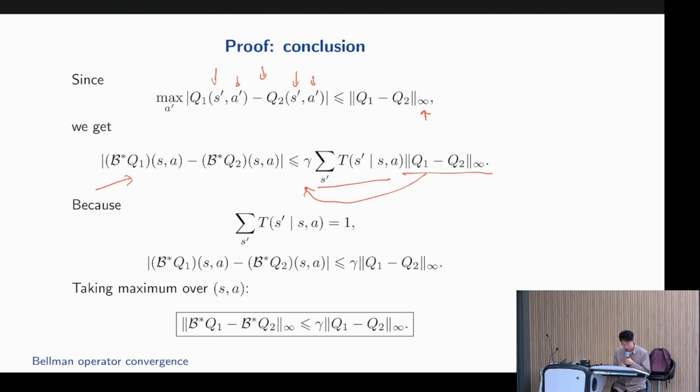Okay, so for any state and action pair, applying Bellman to Q1 and Q2, it's going to be less than or equal to gamma times the L infinity norm difference of the two Q tables, Q1 and Q2. So if we take max over combinations of S and A, that's exactly equal to the L infinity norm of Bellman of Q1 minus Bellman of Q2. So we have landed at a conclusion saying under L infinity norm difference, the Bellman update is a contraction mapping. So this is between two Q tables. If you apply the Bellman operator, the distance between them will shrink by a factor of gamma.